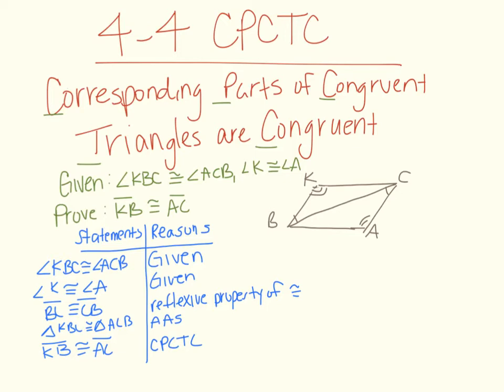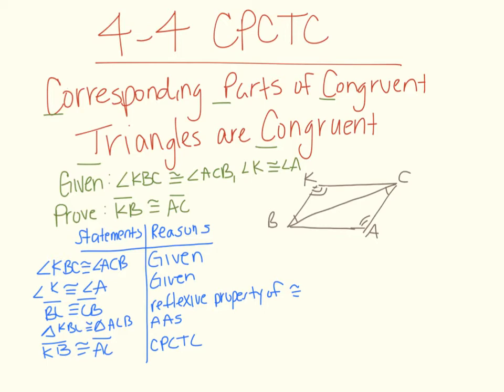In order to do a proof for this, you need to first prove that the triangles are congruent, and that's where you're going to use side, side, side, side, angle, side, or angle, angle, side. And then once you prove that the triangles are congruent, your last step is to prove that those two sides are congruent by CPCTC. So basically, the proofs for this are going to be just like the ones that we've been doing the last couple days for side, side, side, side, angle, side, and angle, angle, side. But now we're going to take that same proof and we're going to do one extra step.